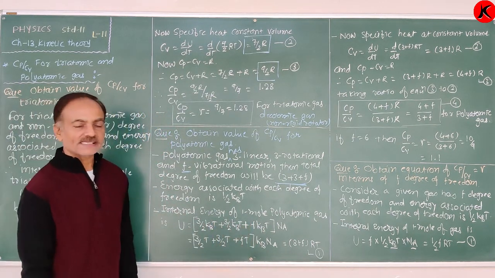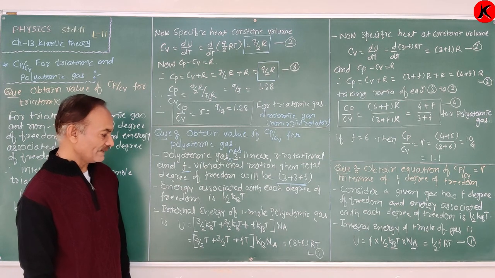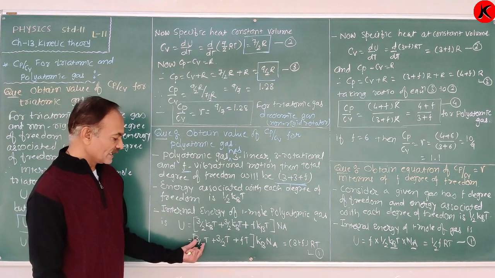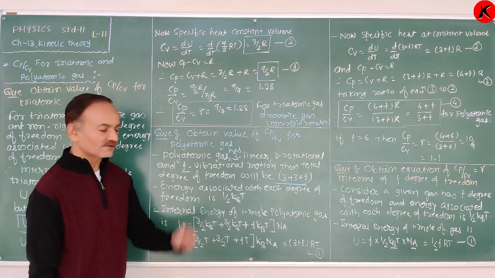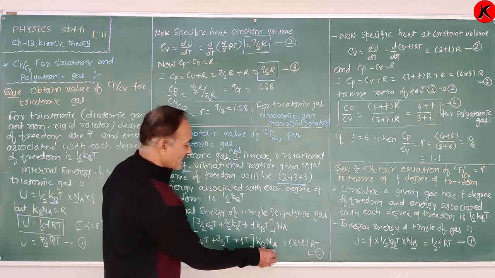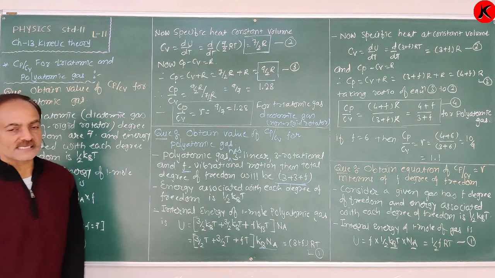Now, from the bracket, kB is common. Therefore, 3 by 2 T plus 3 by 2 T plus fT is equal to kB into NA. kB into NA, that is the universal gas constant.